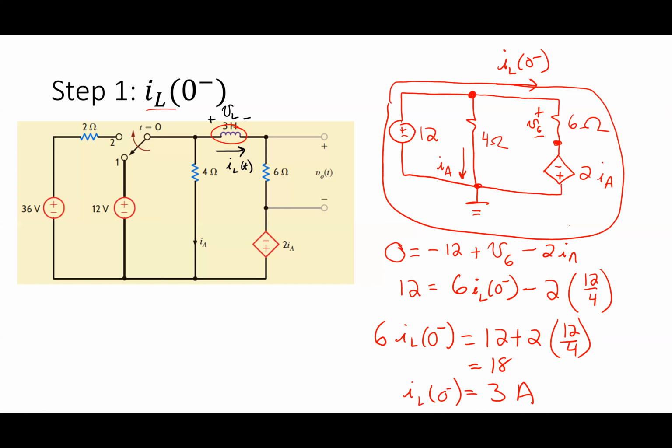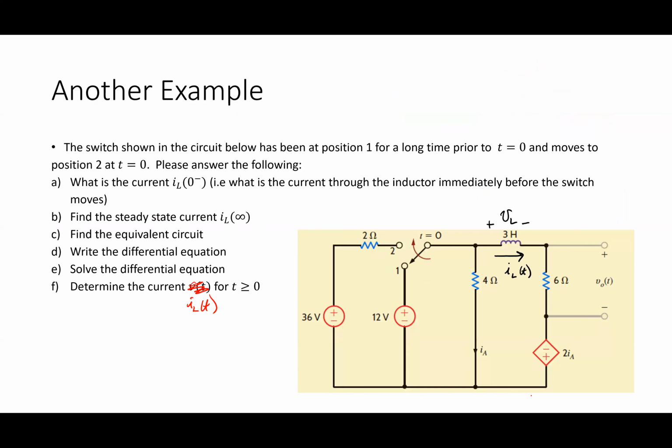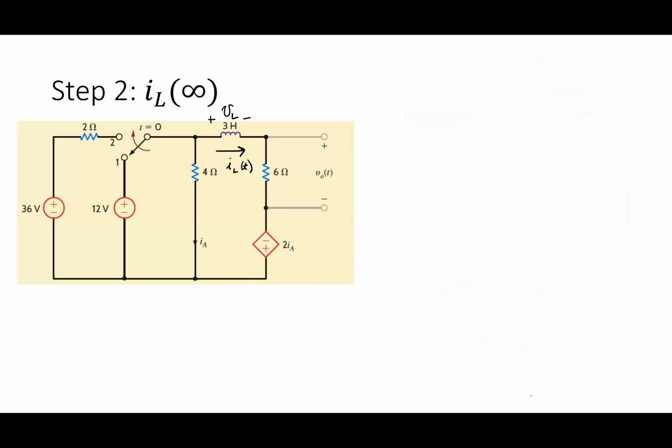You guys good with me till there? All right. Now I got to get to step 2. What was my step 2? Find the steady state current IL of infinity. So how do I approach that? How do I find IL of infinity? What do I got to do?